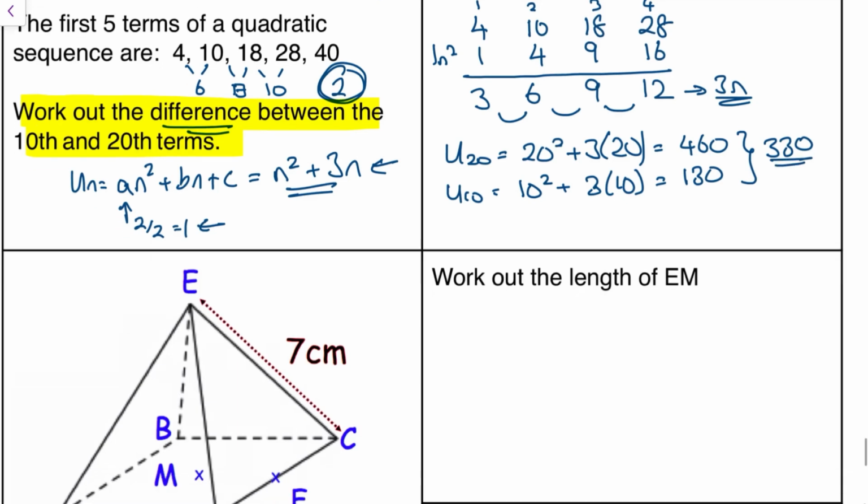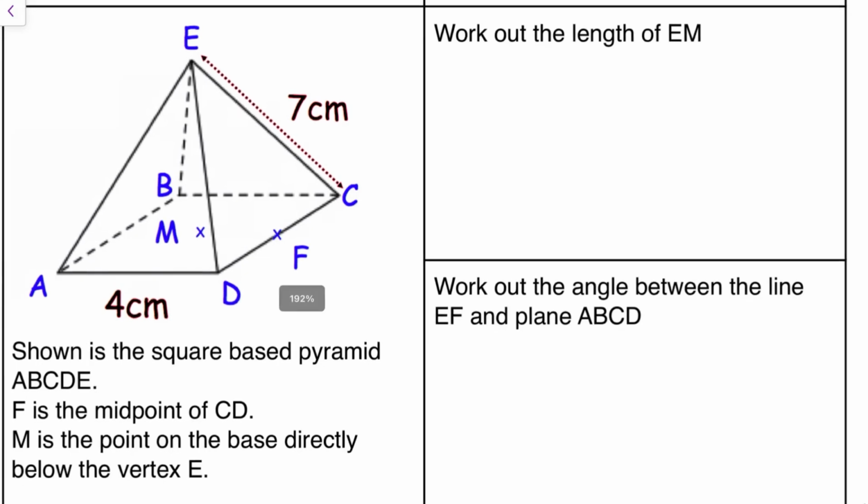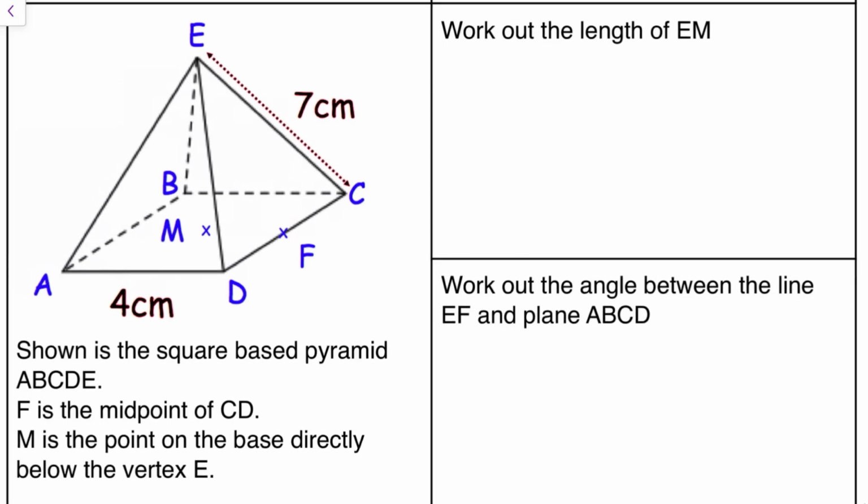Nice question. Next one. Okay, so obviously a bit of 3D trig or 3D Pythagoras. So I've got a square-based pyramid. Seems important, which means, by the way, that that's 2 centimetres and that's 2 centimetres. F is the midpoint of CD. I've just kind of used that already. M is the midpoint on the base directly below vertex E, which just means it's symmetrical, and it means I can therefore drop a perpendicular straight down to the middle of the square at the bottom. And that means then I'll work out E to M.